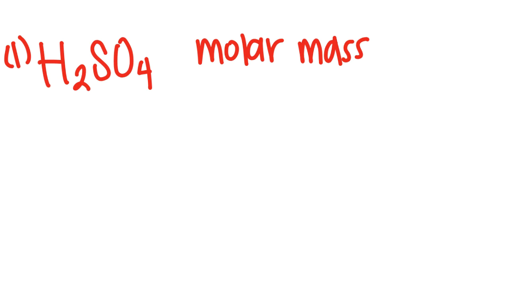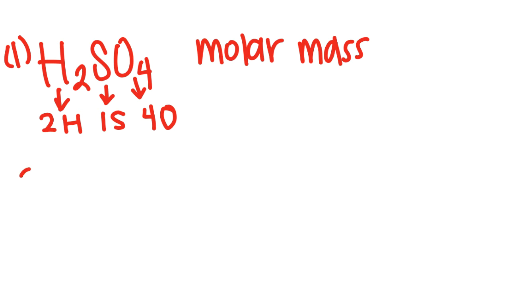Number 1 wants to know the molar mass of H2SO4. So to do this, I need to know I have 2 H's, I have 1 S, and I have 4 O's. So what I'm going to do is multiply each one by its molar mass as found on the periodic table. I have my periodic table. I'm good to go.